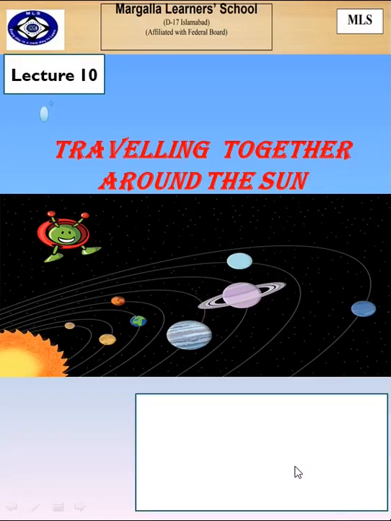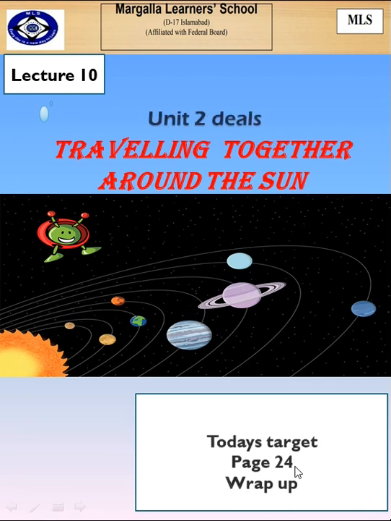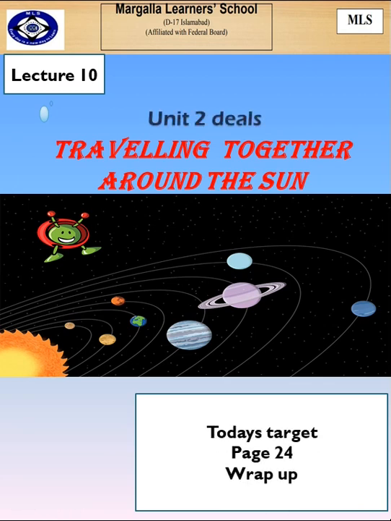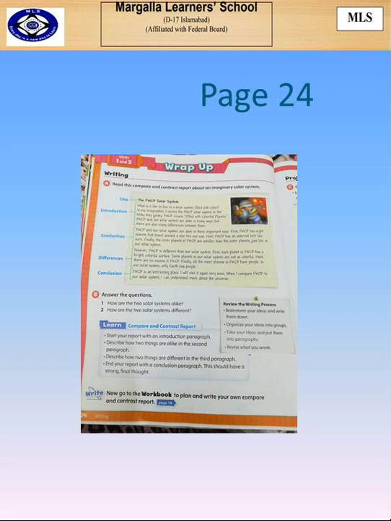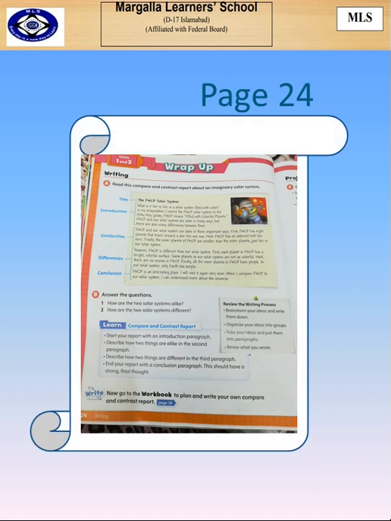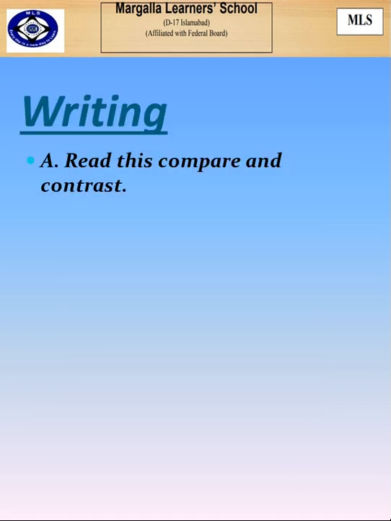Today, we are going to start our page number 24 activity wrap-up session. In today's wrap-up session, we are going to talk about writing study. Open up your books, page 24, part A. Read this compare and contrast report about an imaginary solar system. In today's study, we have an imaginary solar system report over here, which is basically a compare and contrast report.